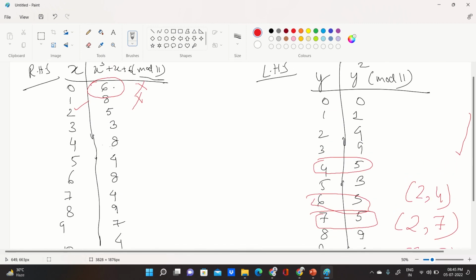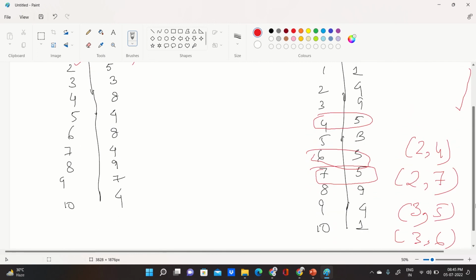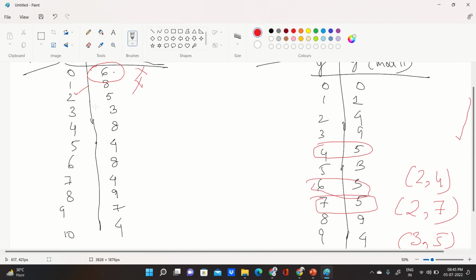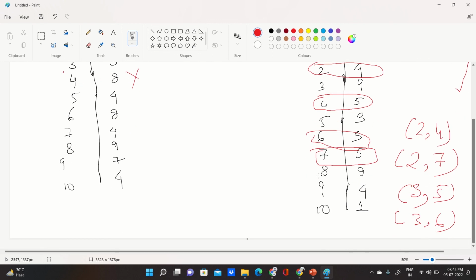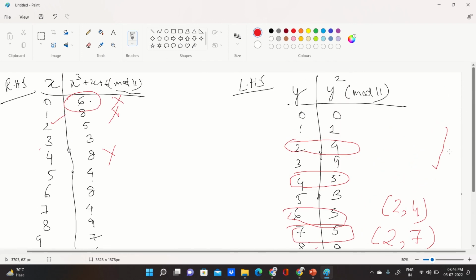So for 4 we have 8, right? Do we have 8 over here? No, we don't have any 8, so hence this is rolled out. Then we have 5. For 5 we have 4, so we have a 4 value here, and another 4 for 9. So what would be the value? It's very simple. We have (5, 2) and we'll have (5, 9). As simple as that. So in this way you'll be able to map all the values.